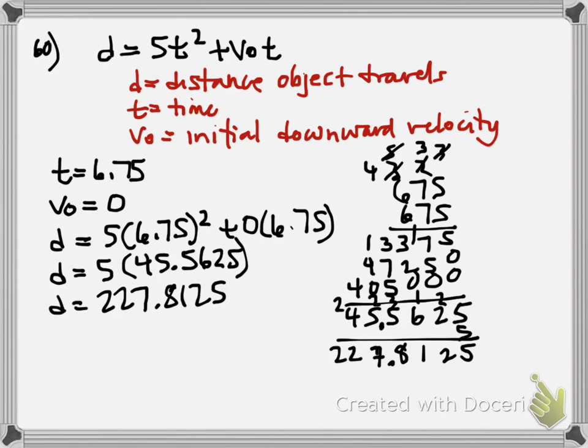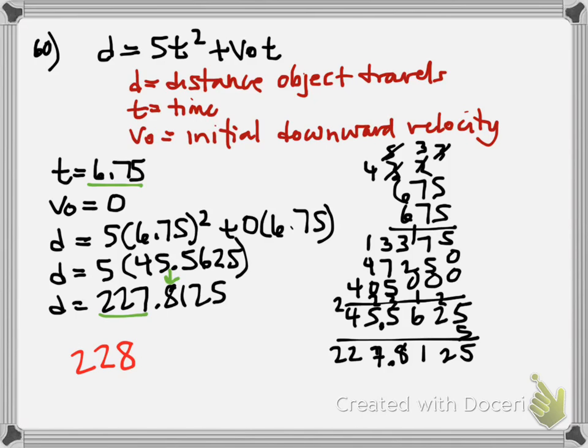Remember we talked about significant digits? How many significant digits were there? 3. 6, 7, 5. So your answer should have 3 significant digits. This 8 is going to make this 7 go up. So I agree with the answer of 228.